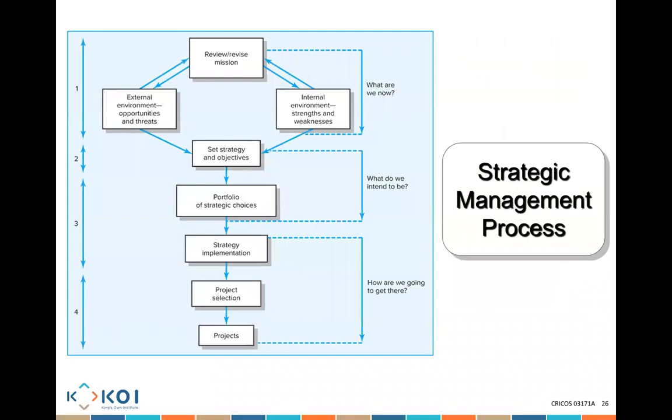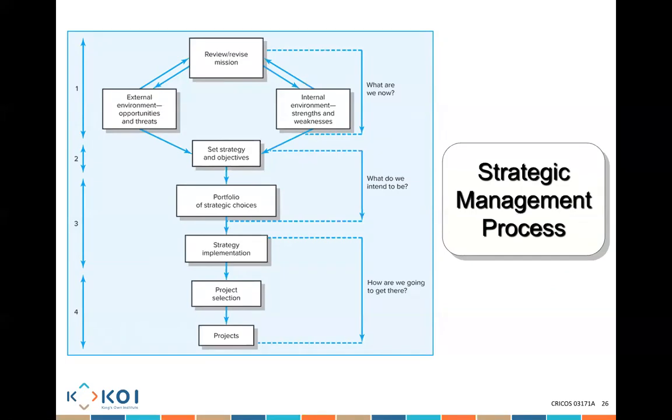When I talk about the strategic management process, we talk about 3 stages. What are we now? What do we intend to be? And how do we actually get there? The strategy is about understanding what we want to be and how we get there. To know what we want to be, you need to look at the environment. Where are we now? What is my current mission? What is happening with the external environment? What is happening with the internal environment? What are my strengths? What are my weaknesses? What are my opportunities? What are my threats? And from there, I can revise what my mission is going to be. And I need to set the strategy and objectives that are aligned to that mission of what I would like to achieve.